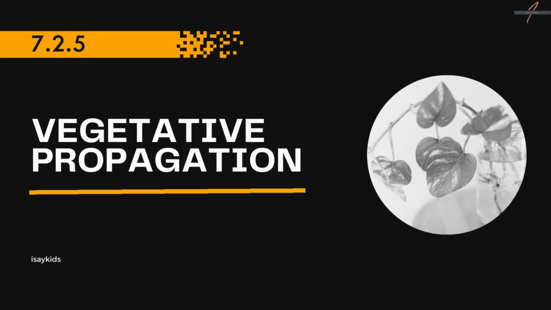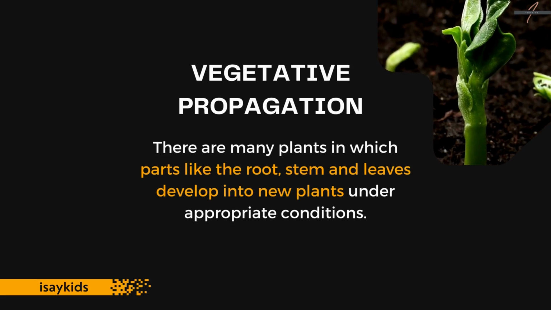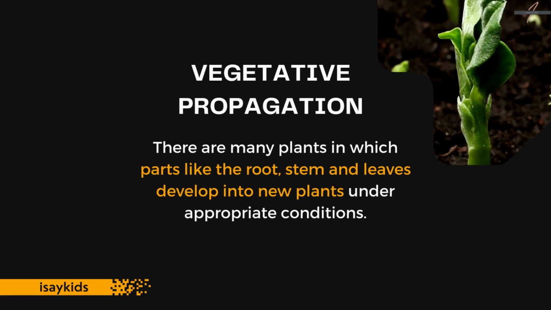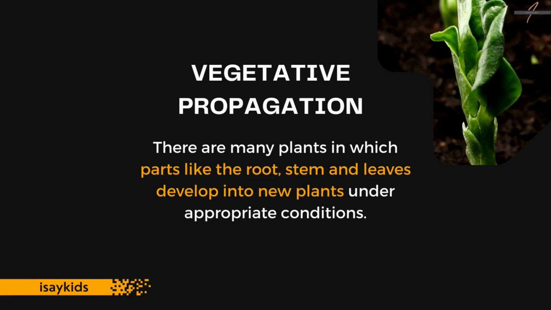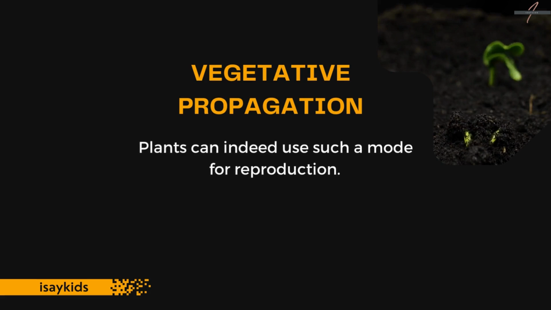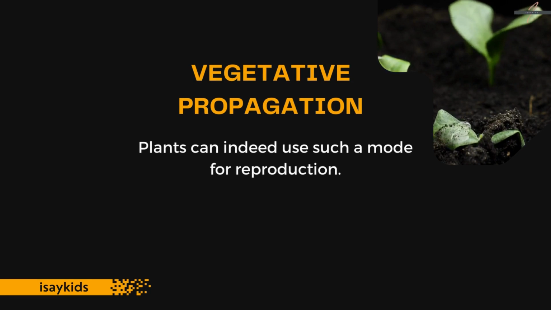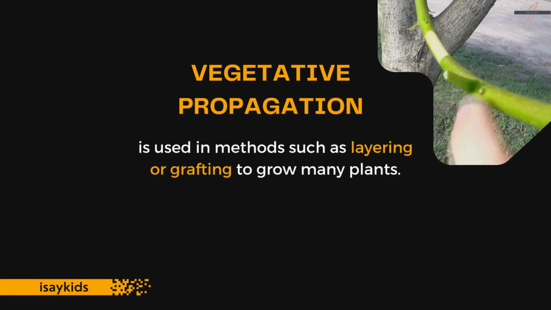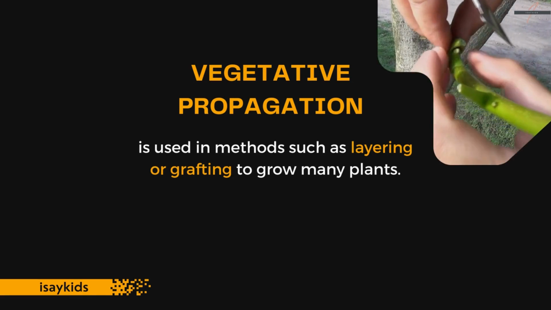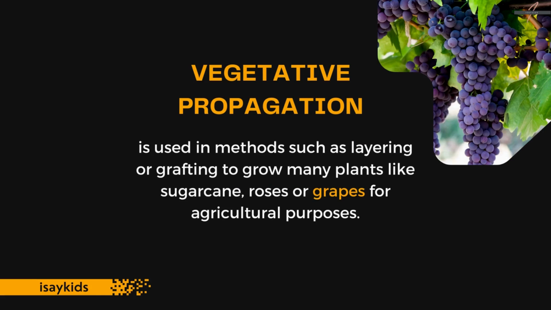Now, the next one is vegetative propagation. There are many plants in which parts like root, stem, and leaves develop into new plants under appropriate conditions. Unlike in most animals, plants can indeed use such a mode for reproduction. This property of vegetative propagation is used in methods such as layering and grafting to grow many plants, like sugarcane, roses, or grapes for agricultural purposes.